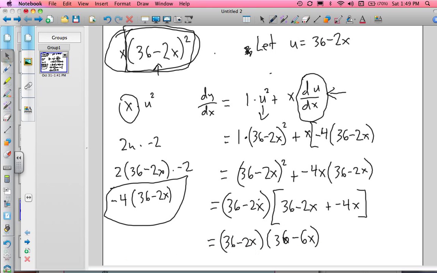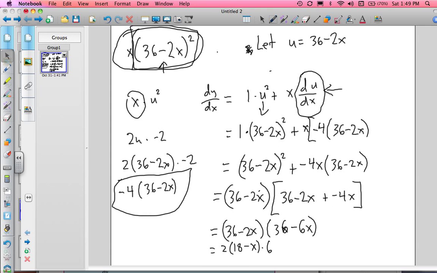Like that. Now we can factor out even further. There's a 2 in here, so that's 2 times, let's see, 36 is 18 minus x. We can factor out a 6 here, so times 6 times (6 minus x). So this ends up just equaling 12 times (18 minus x) times (6 minus x).